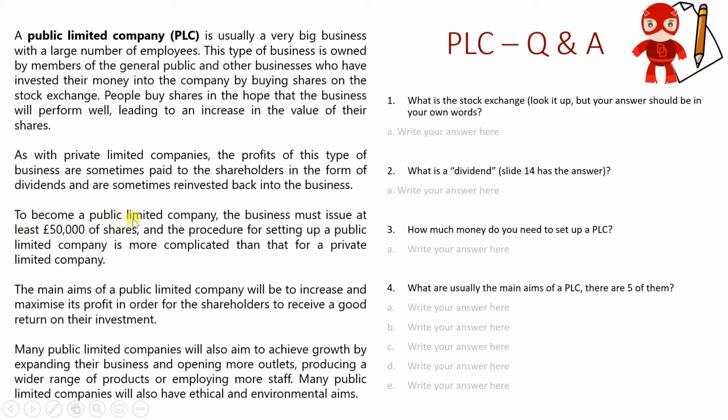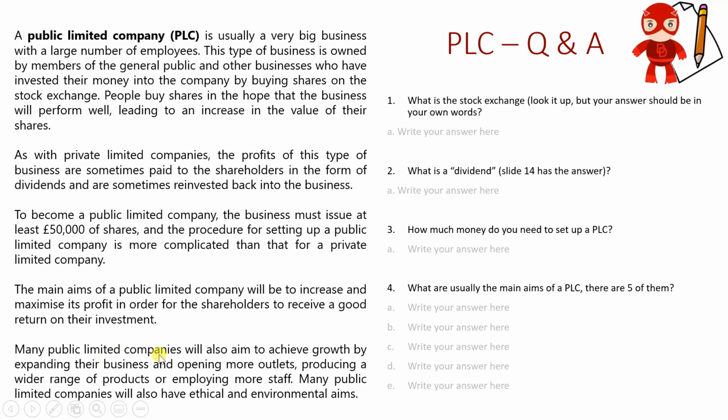To become a public limited company, the business must issue at least £50,000 of shares, and the procedure for setting up a public limited company is more complicated than that for a private limited company. The main aims of a public limited company will be to increase and maximise its profit, we've heard that one before, in order for the shareholders to receive a good return on their investment.